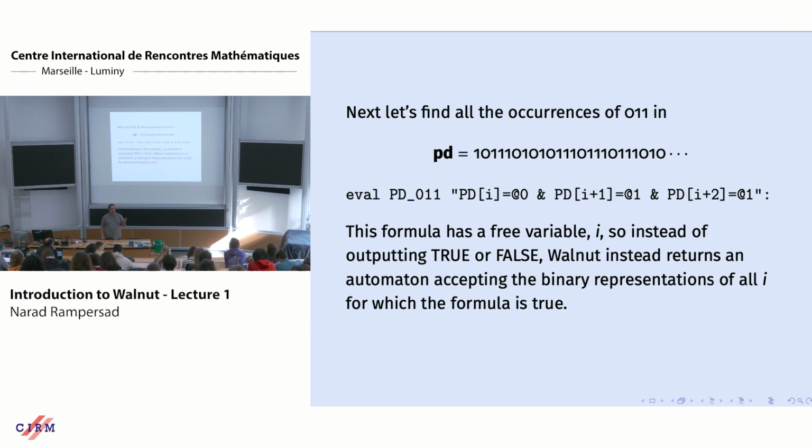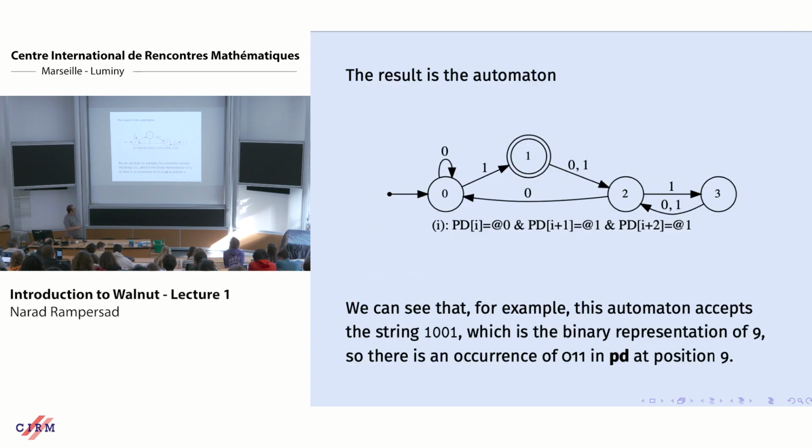binary representations of I for which this formula is true, right? So this is what Walnut would output. It would output this automaton, right? So any binary string accepted by this automaton would be the binary representation of an I where there is a 0, 1, 1 at position I.